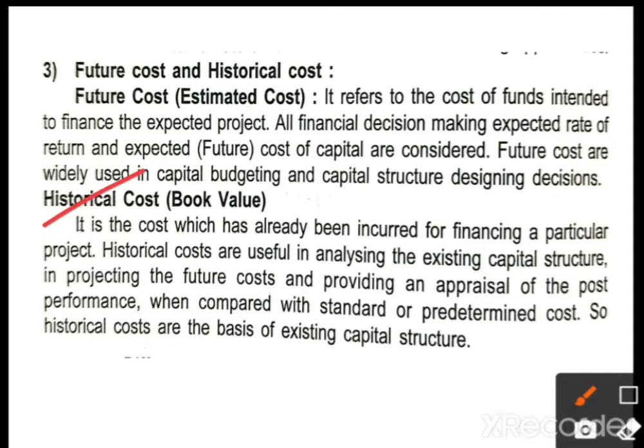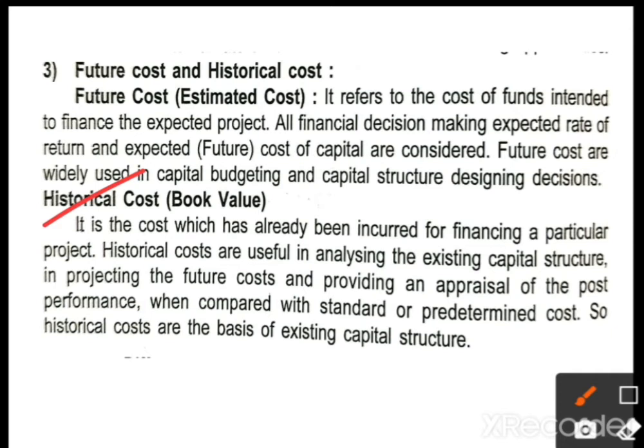Next, historical cost. It is a cost which has already been incurred for financing a particular project. Historical costs are used in analyzing the existing capital structure, in projecting the future cost, and in providing an appraisal of the past performance when compared with standard or predetermined cost. So historical costs are the base of the existing capital structure.